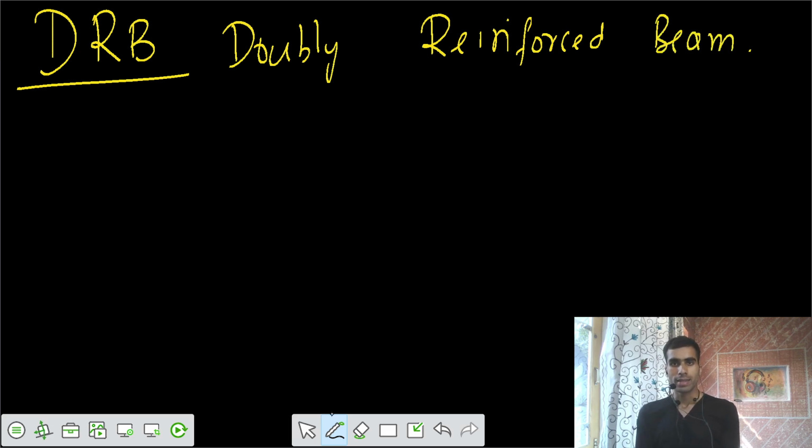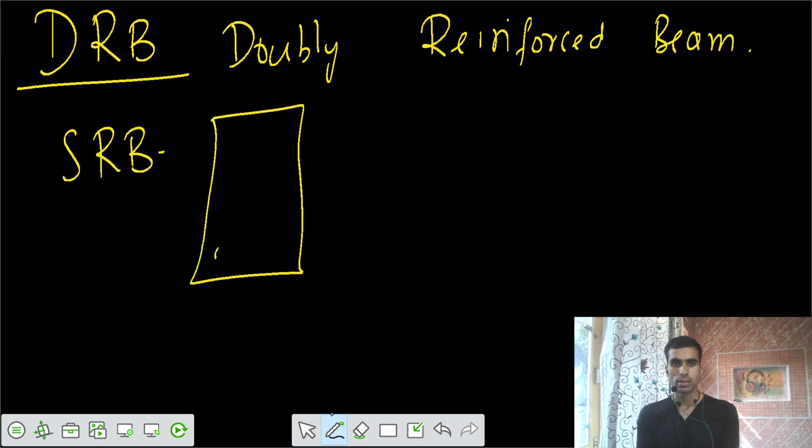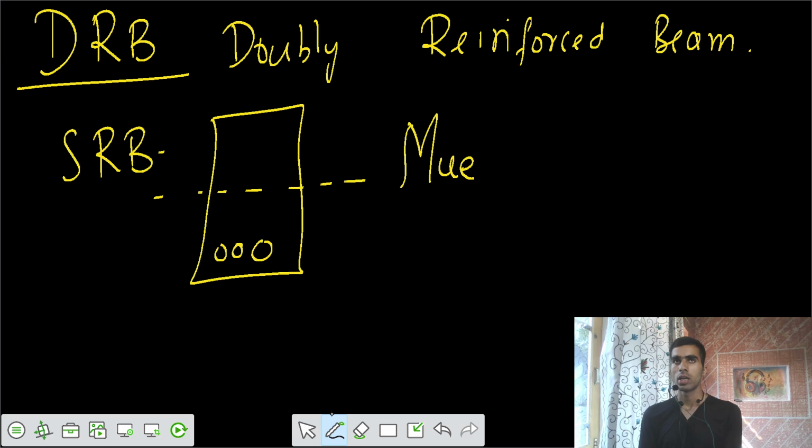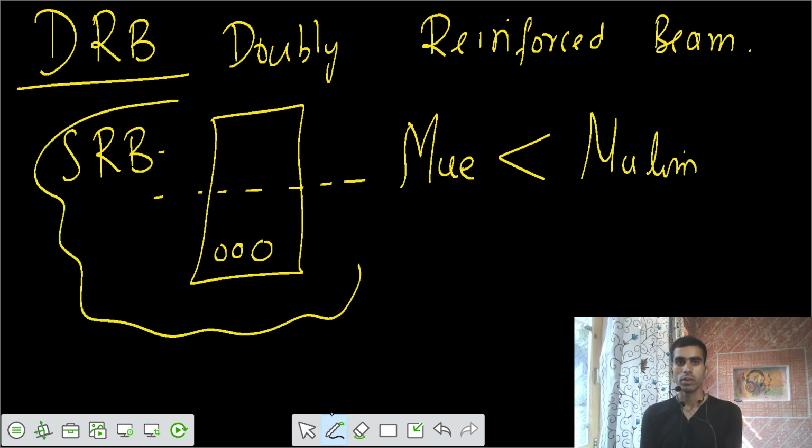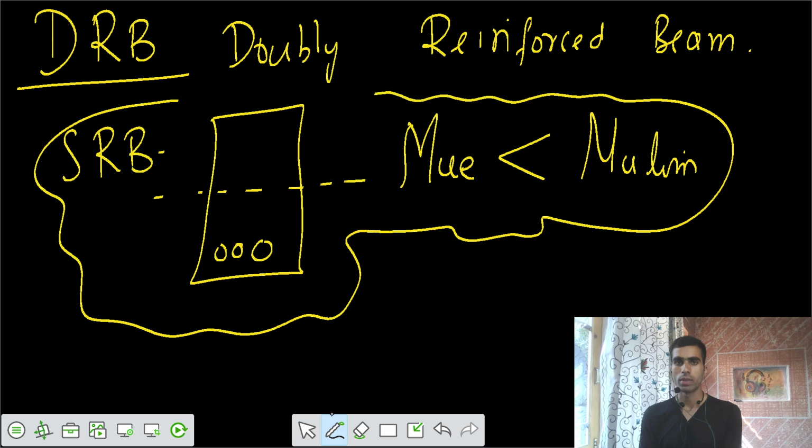Till now we were studying singly reinforced beam. In that case we were placing the steel only in the tension zone. So we were saying that the external factored bending moments should be less than the limiting moment of resistance of the section. This was the case of the singly reinforced beam.